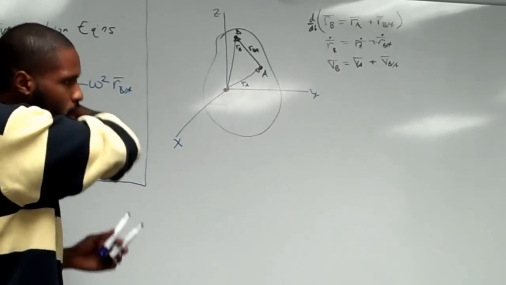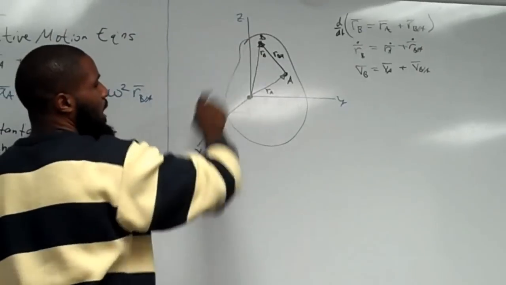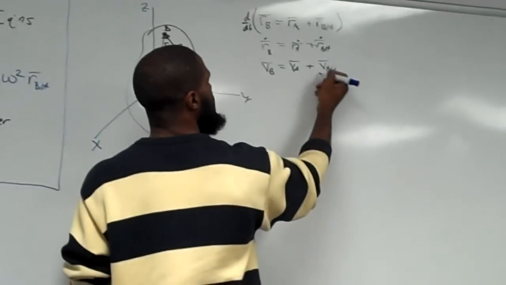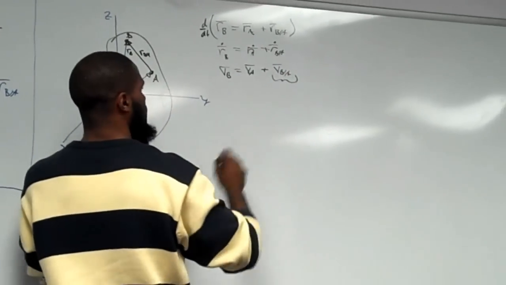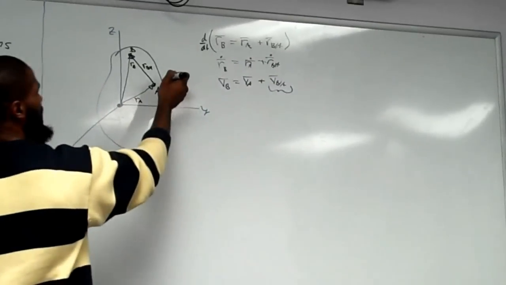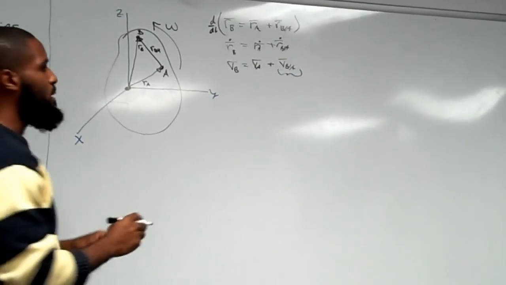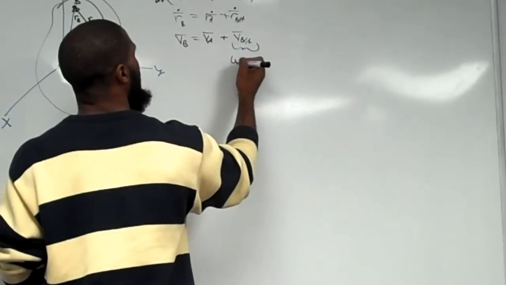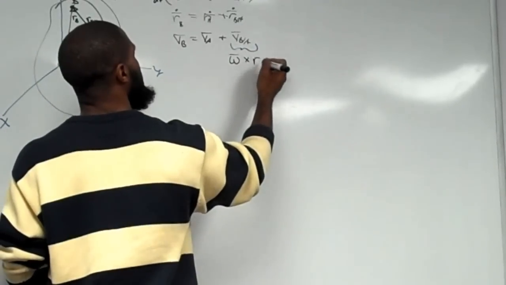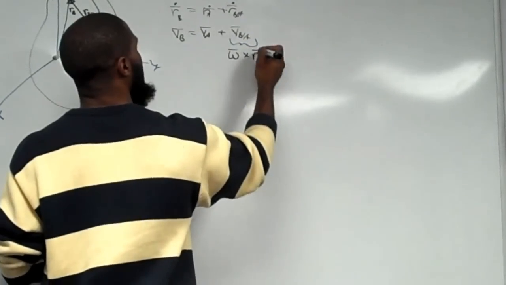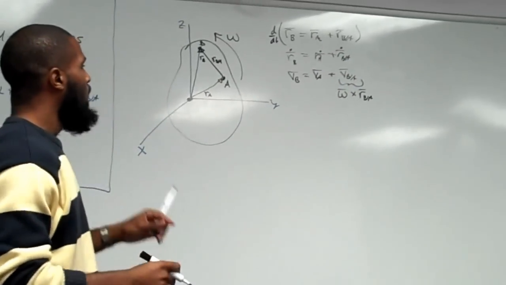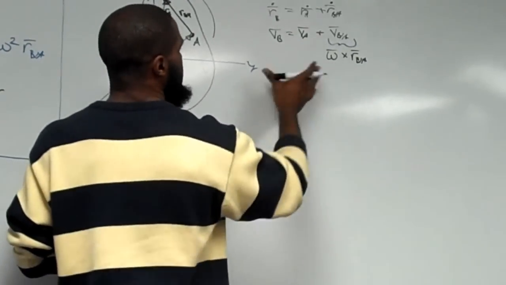If these two points lie on the same body, this expression can basically be rewritten, assuming the body has some angular velocity omega, as the omega of the body cross the position vector from B to A. Okay? So this is how we get our relative velocity equation.